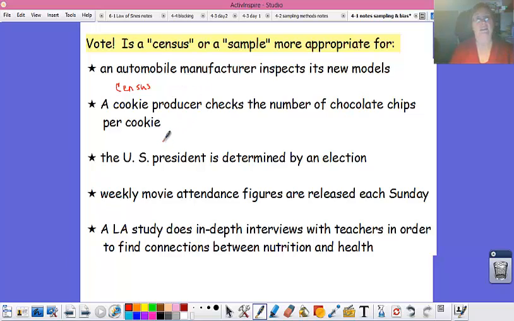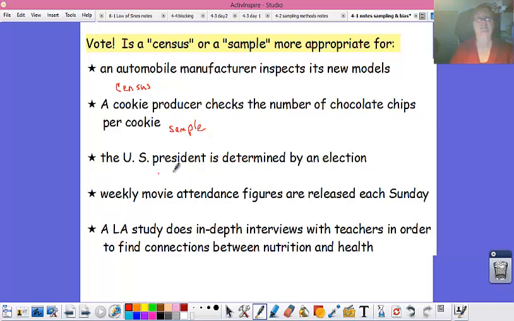On this count, if a cookie producer is looking to count the number of chocolate chips in every cookie, they will destroy their population. This cannot be done in a census form. You can't crumble every cookie to count its chips. This has to be a sample.